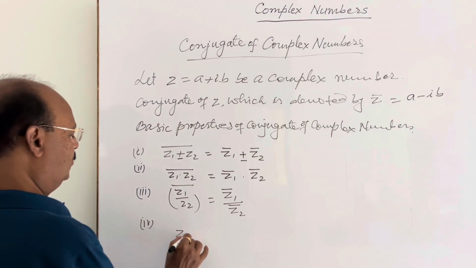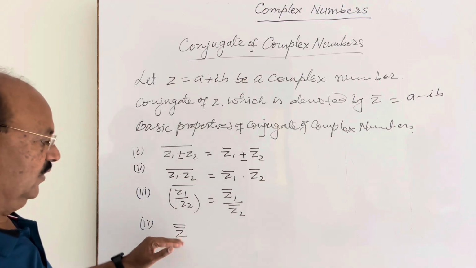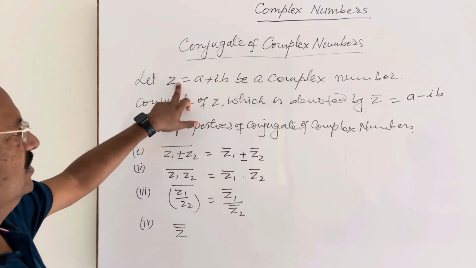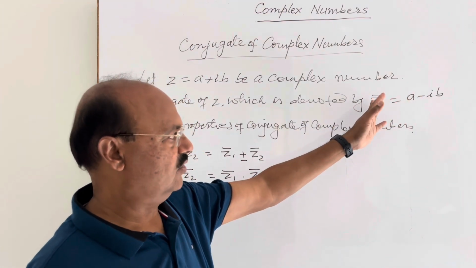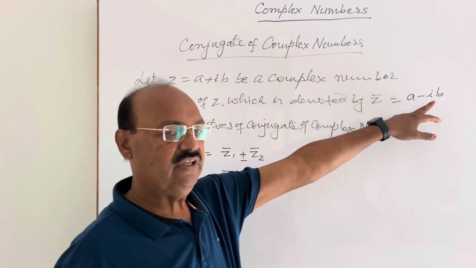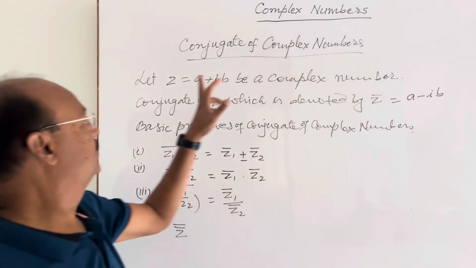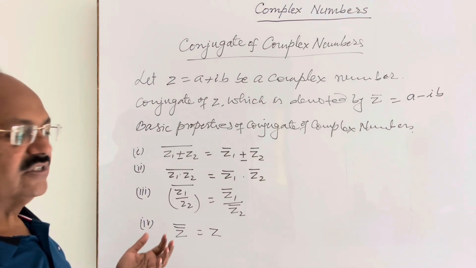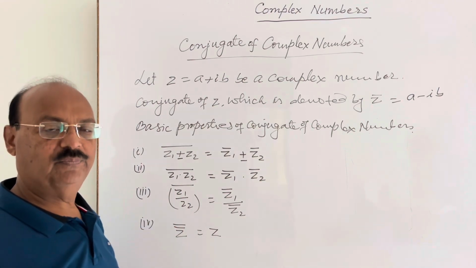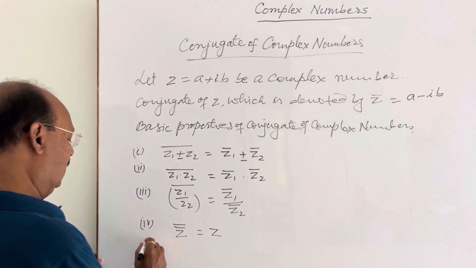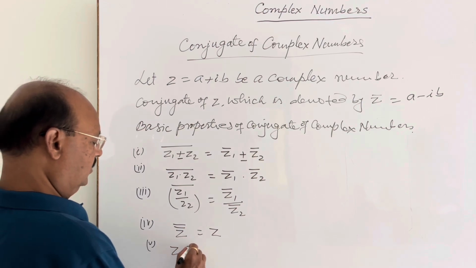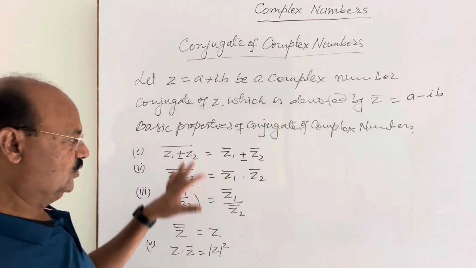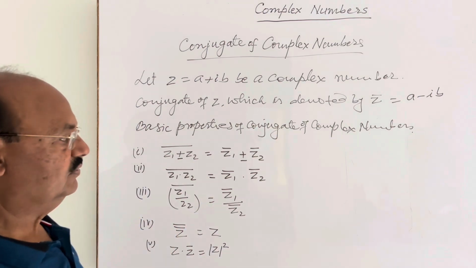Fourth, double conjugate of a complex number, z double bar will be automatically z, because z is a plus ib, so z bar is a minus ib, and again if you apply bar over here, z double bar is equal to a plus ib, sign of imaginary part will be changed, so finally it becomes z, a plus ib. Therefore this is equal to z. And finally, when you will study about the topic modulus of a complex number, in that video also we will discuss one more property, that z into z bar is equal to mod of z square. Okay, so these are very useful laws, useful properties of conjugate of complex numbers.